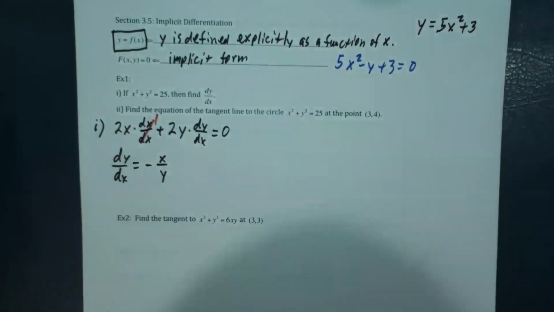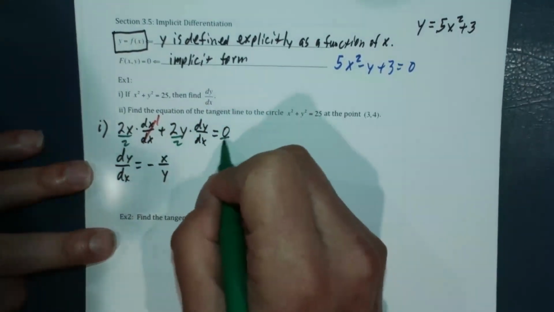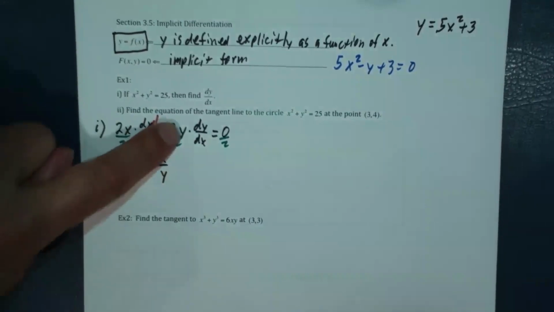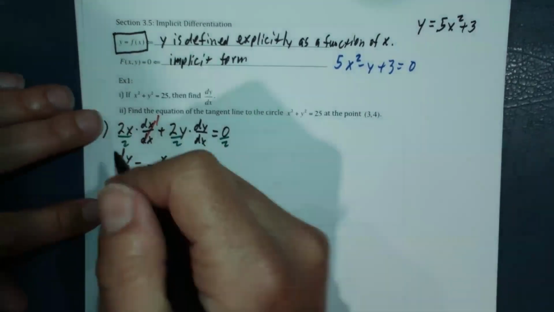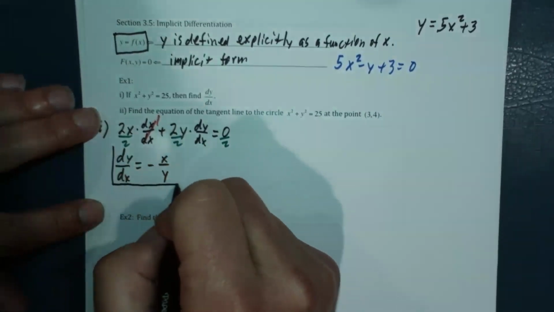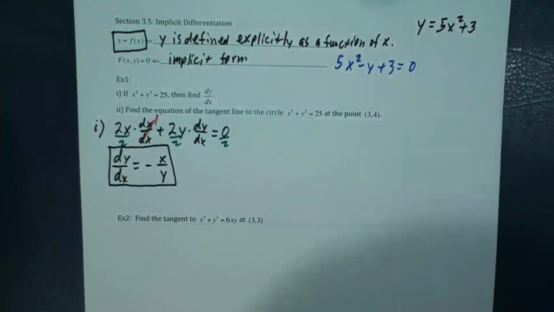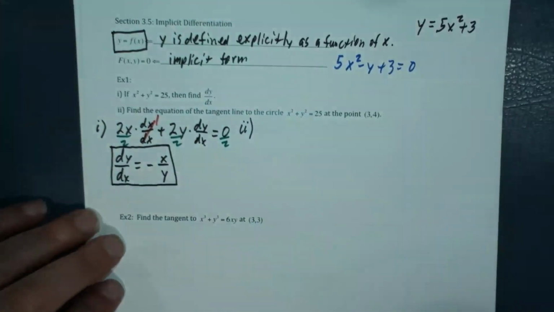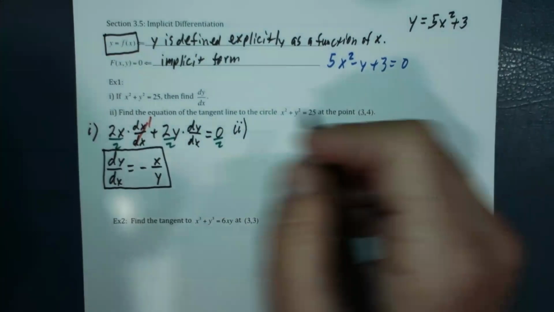Again, I divided out the 2, subtracted the x and divided by the y to get the dy dx. So here is our dy dx. Here's our first implicit differentiation problem. And part 2 says we want to find the equation of the tangent line at the point 3, 4.